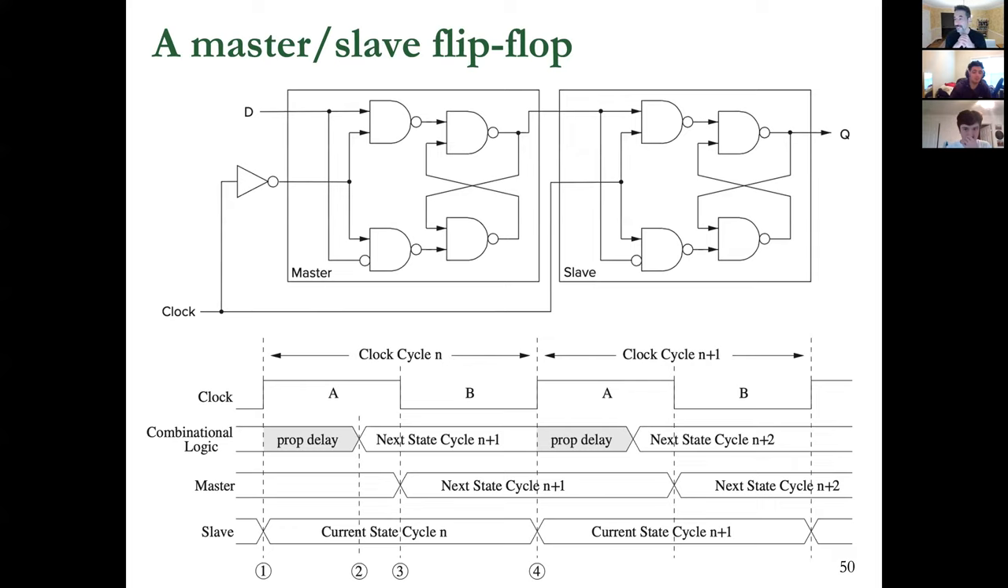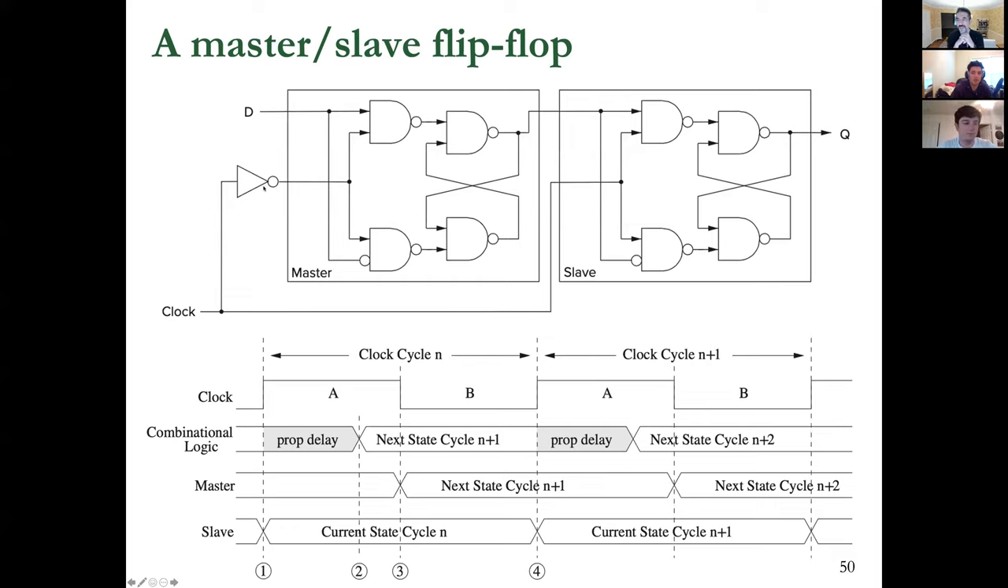So this is the definition of a clock cycle. And during this clock cycle at point three, you see that the clock signal would go from one to zero, right? And at point four, it goes from zero to one. Okay, so this is like the temporal view of the clock signal.